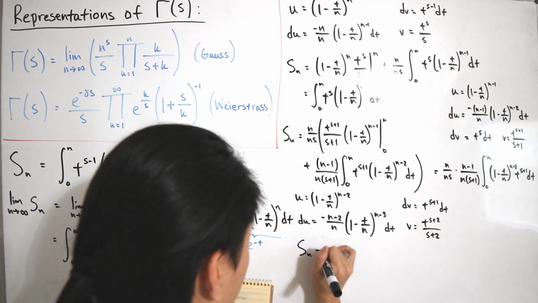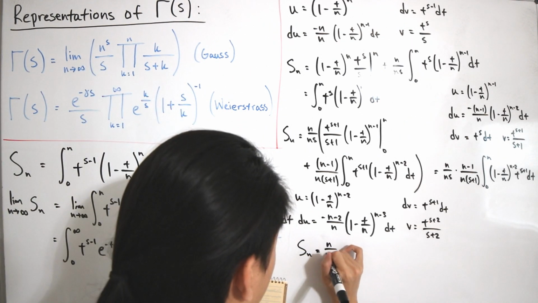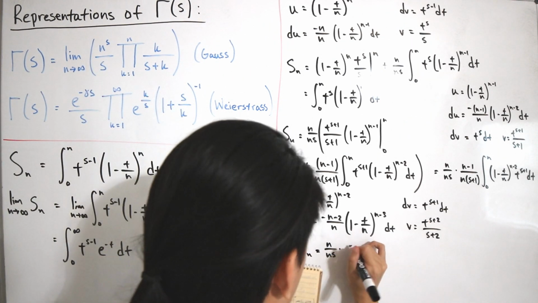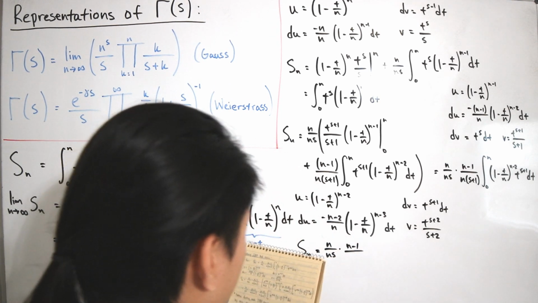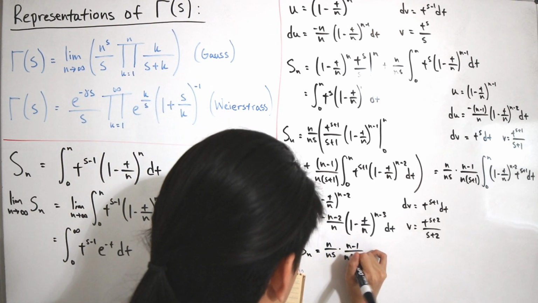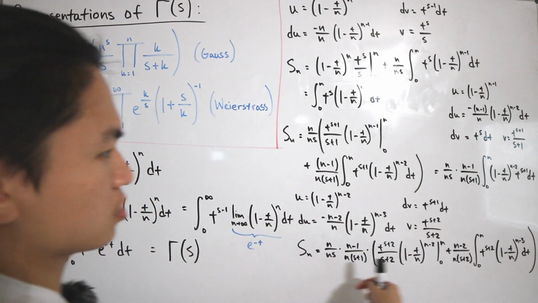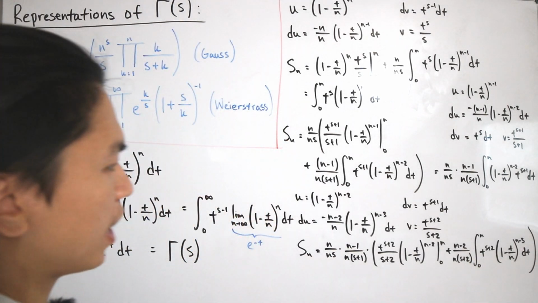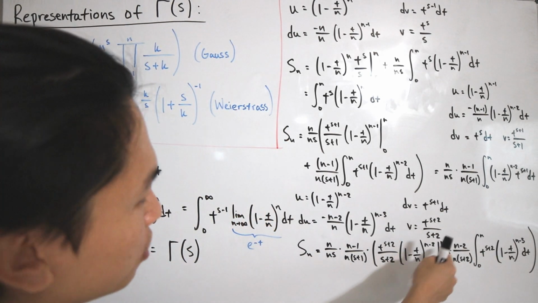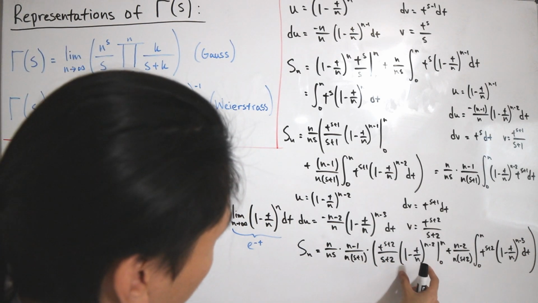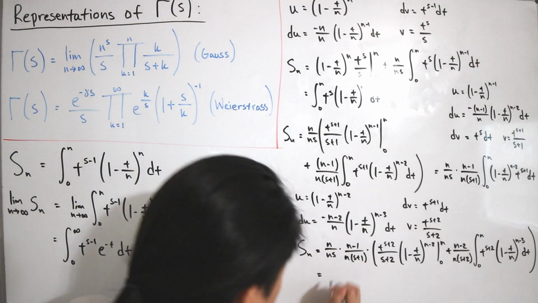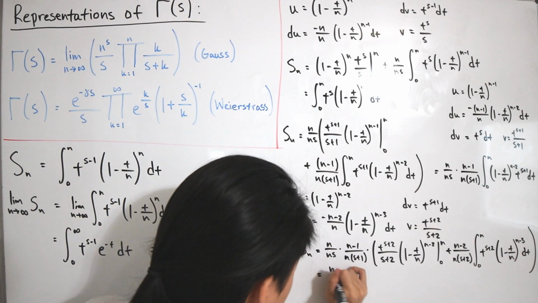So s sub n is going to be the following. So far we have n divided by n times s, then times n minus 1. Let me jump to the next clip to finish writing all this out. Everything written combines integration by parts, and as you see, if I plug n back in over here, this is going to approach 0, and so now everything is going to be written as follows.